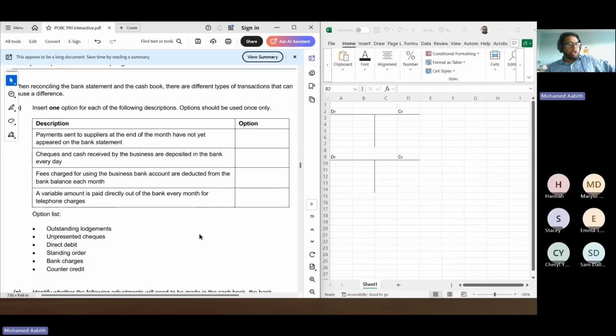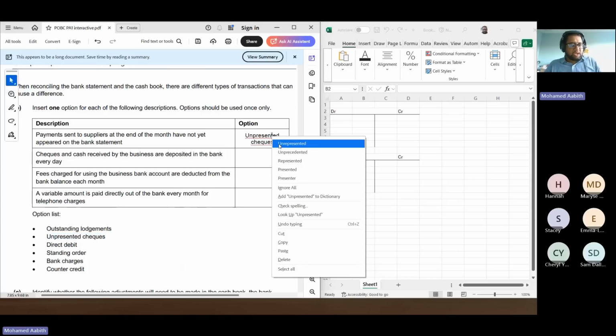So here they're asking you about outstanding lodgements, unpresented checks, direct debit, standing order, bank charges, counter credit. They want you to know what these descriptions mean. When it comes to bank reconciliation, these are the different types of transaction you can use. First one: payments sent to suppliers at the end of the month have not yet appeared on your bank statement. So if I send payments to my suppliers and they haven't been encashed yet, we call them unpresented checks.